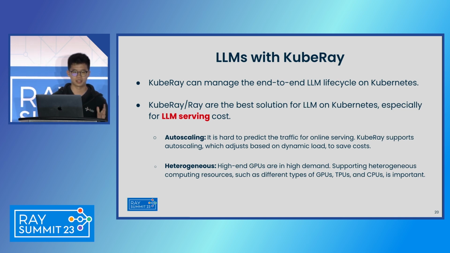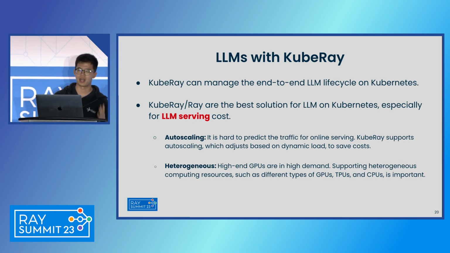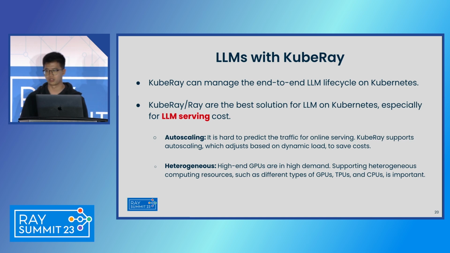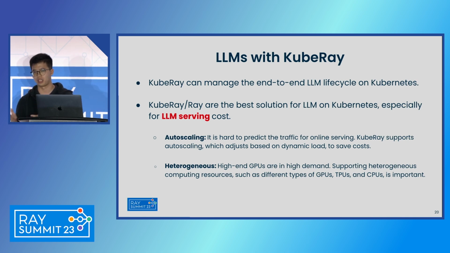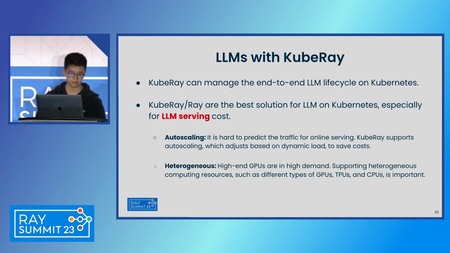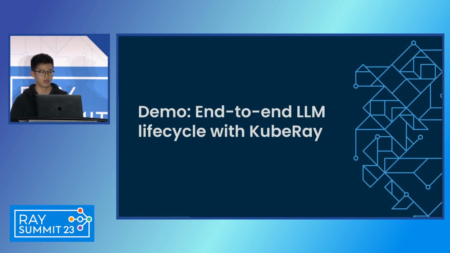The second is the heterogeneous, because currently it's not that if you have money you can get a GPU. A lot of times you have money but you cannot get GPU, especially for some high-end GPU like A100 or H100. So supporting heterogeneous computing resources is very important, like different types of GPU, like TPUs or CPUs. And then we will demo the end-to-end large language model lifecycle with KubeRay.